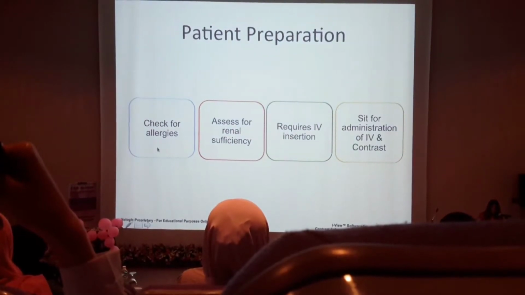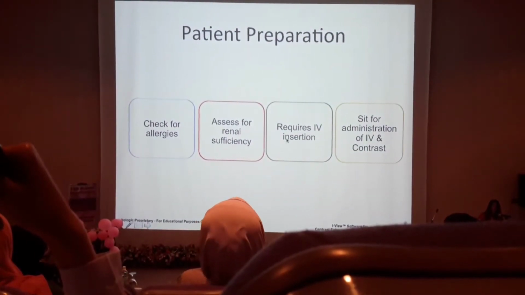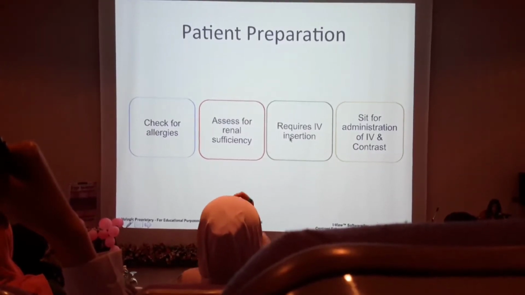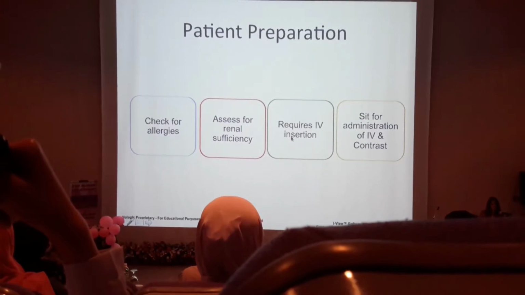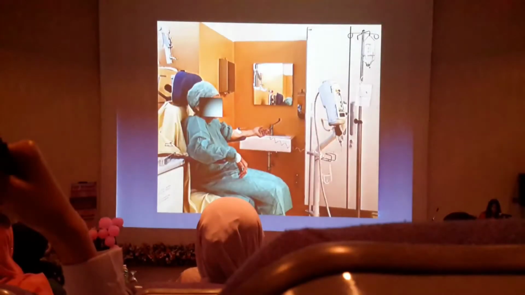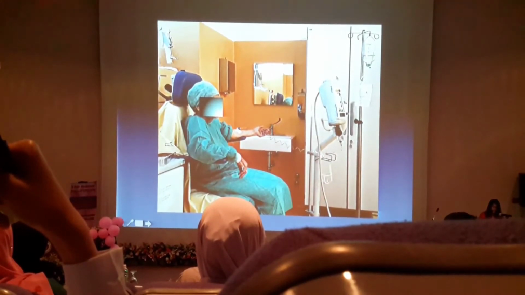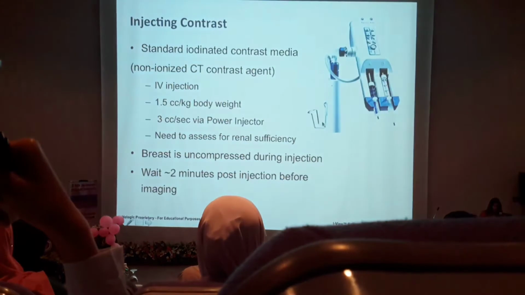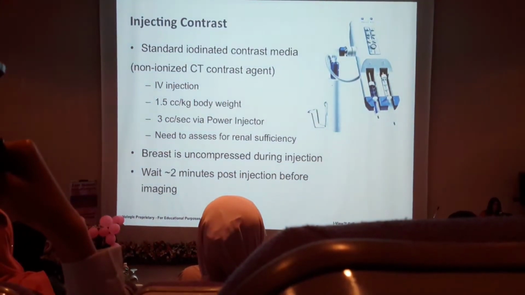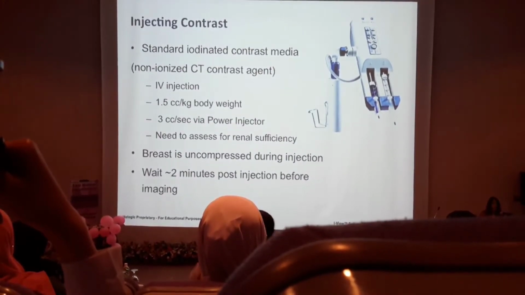We have to check for allergies, check for renal sufficiency. The patient requires an IV line. She needs to be seated for administration of IV contrast. So this is how the patient is seated, and she's receiving IV contrast via power injector. And we basically use contrast at a dose of 1.5 cc's per kg body weight at a rate of 3 cc's per second via a power injector.